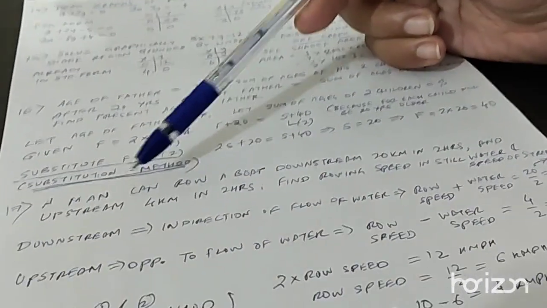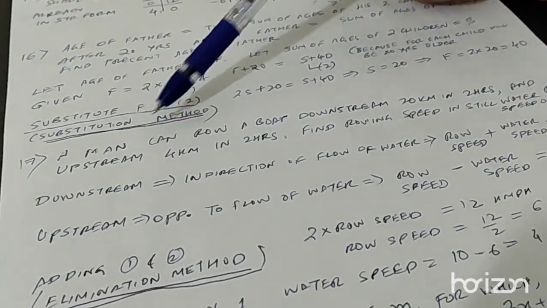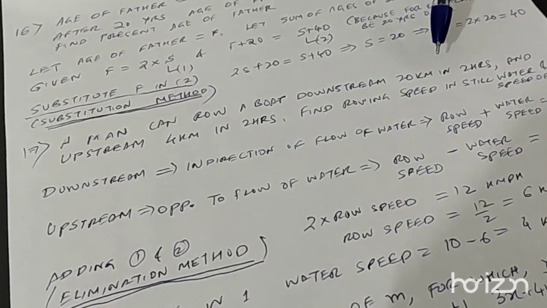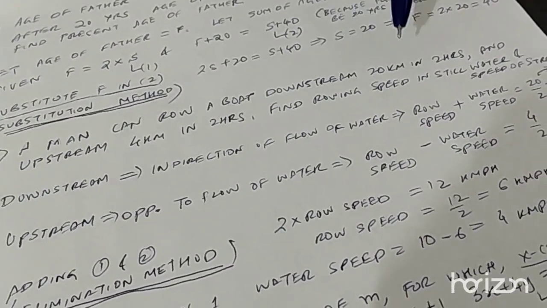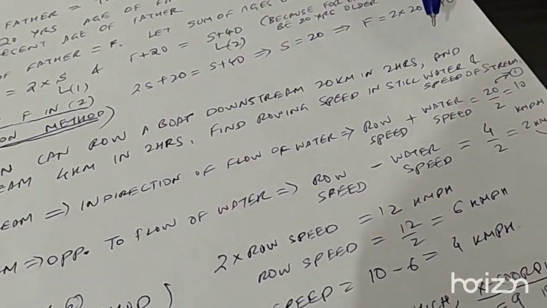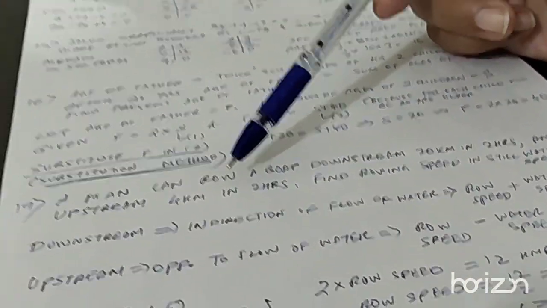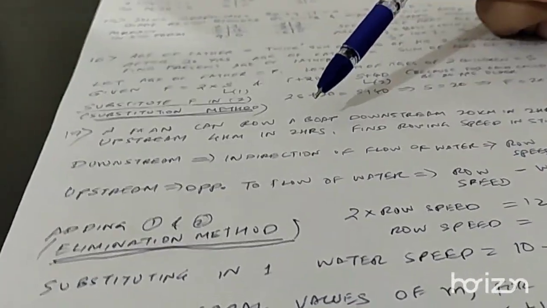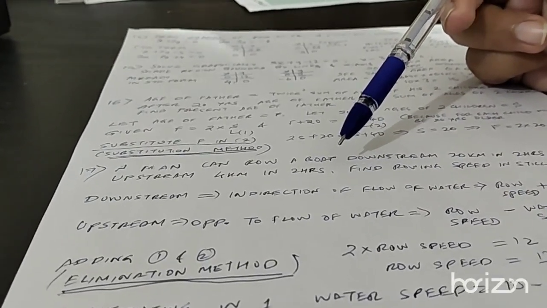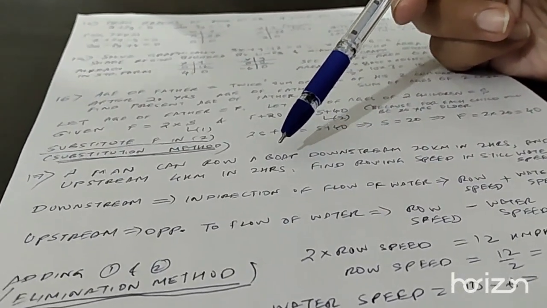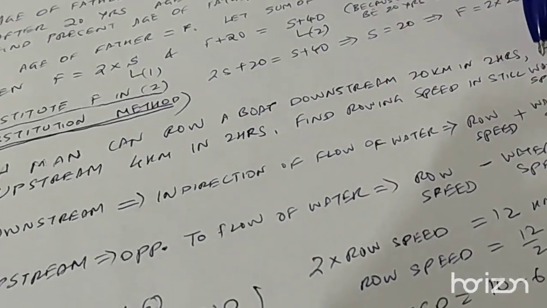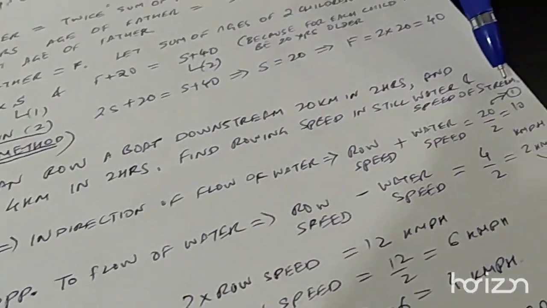Next question. A man can row a boat downstream. Downstream means along the stream. Wherever the river is flowing, along the direction, he can row 20 kilometers in 2 hours. And upstream means against the river. If the river is flowing from north to south, upstream means rowing from south to north. Upstream he rows 4 kilometers in 2 hours. Find the rowing speed in still water and the speed of the stream.